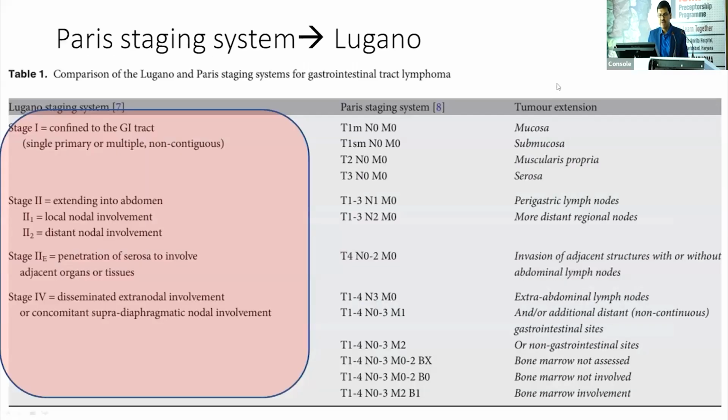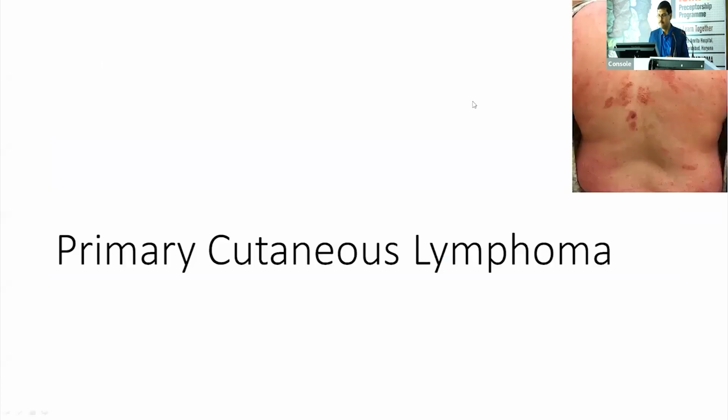Now what we have is an interpretation of the Lugano system, which is again very simple: stage 1, confined to GI tract. Stage 2, GI organ as well as local lymph node versus distant lymph node, penetration to serosa and involving other organs, and stage 4 is disseminated. So this used to be the Paris system. You should just be aware that there is something called the Paris system, and then the Lugano system is applicable.